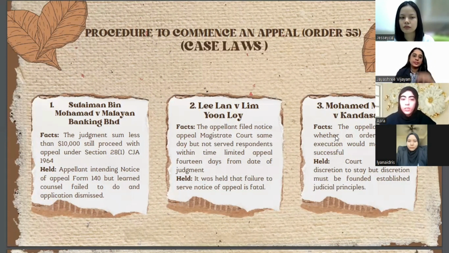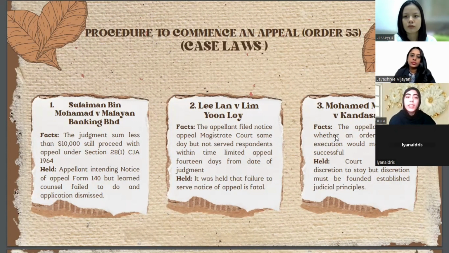So I will present on case law. The first case law is Sulaiman bin Muhammad v Malayan Banking. The facts of this case are that the applicant contended that the judgment sum was less than 1,000 but still proceeded with an appeal under section 28 clause 1 of the 1964 Act. The appellant was intending to file the notice of appeal in Form 140, but learned counsel failed to do so, and the application was dismissed. The second case is Lee Len v Lim Yun Noi.